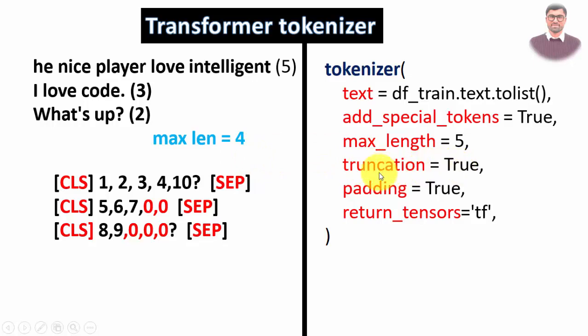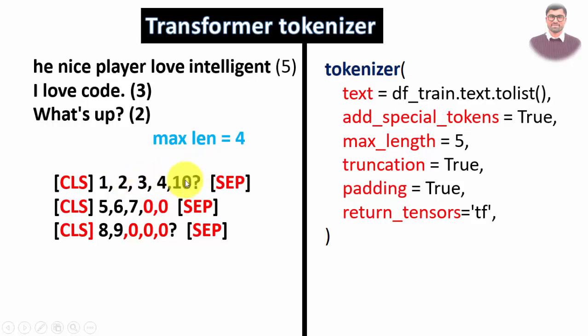What does it mean? Truncation and padding are the same kind of thing, but the only difference is that we use padding. Now the longest sentence is this one, so I have given an ID. An ID is nothing but an integer value. The model will represent he by 1, nice by 2, player by 3, love by 4, and intelligent by 10. These are integers that can be understood by the model. We don't need to specifically give them.